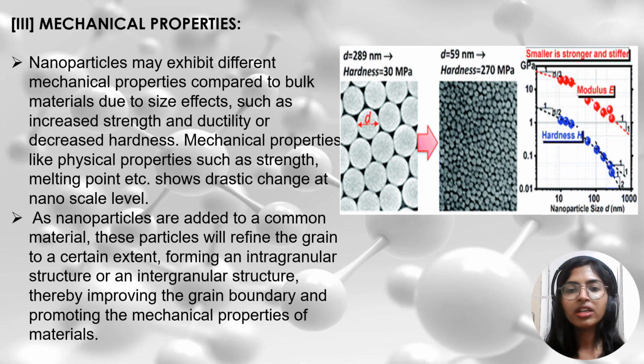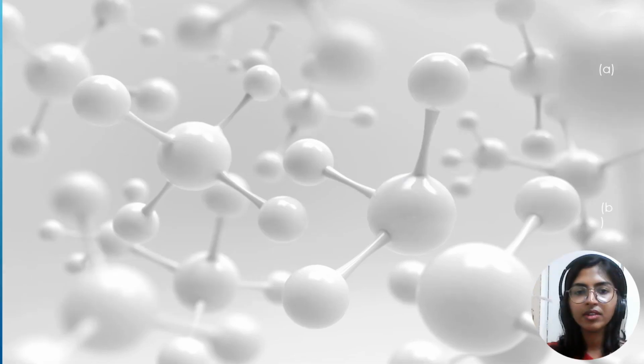The picture here shows how the elastic modulus E and hardness change with respect to the diameter, or how they vary as the size of the particle increases or decreases. And clearly we can conclude from this graph that smaller is stronger and stiffer. Now let us discuss melting point.